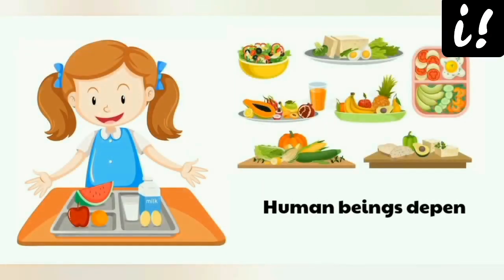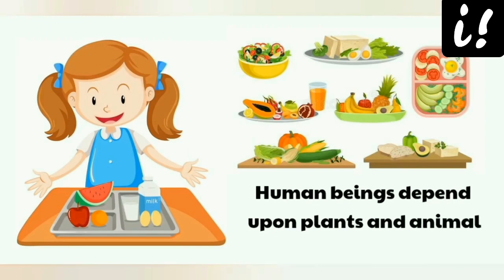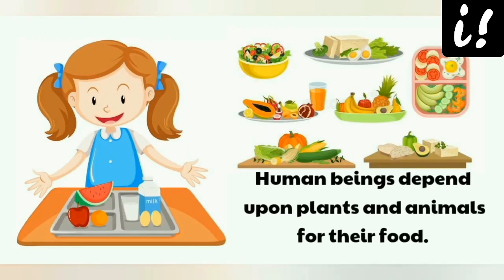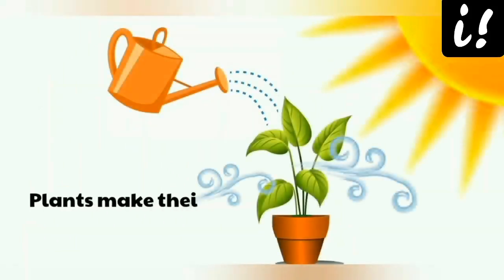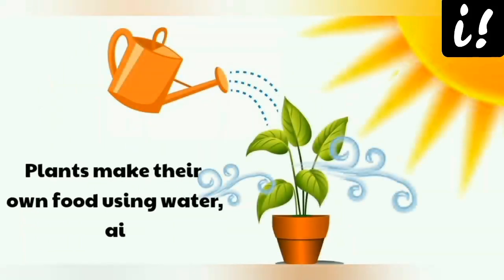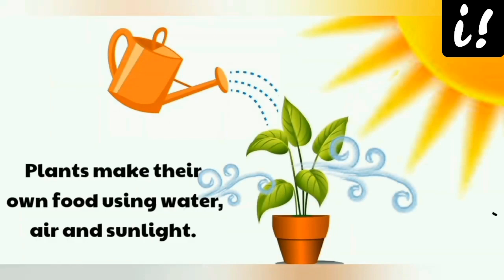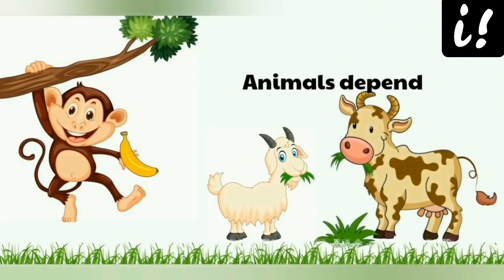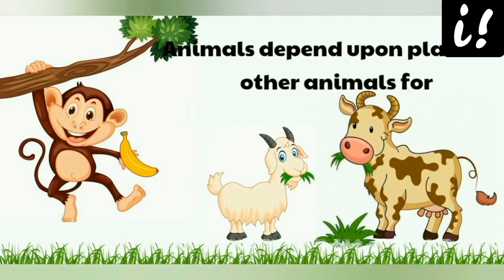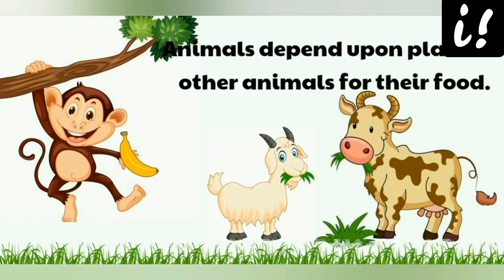Living things need food and water. Human beings depend upon plants and animals for their food. This method is called heterotrophic nutrition. Plants make their own food using water, air and sunlight. This process is called photosynthesis. Animals depend on plants and other animals for their food.